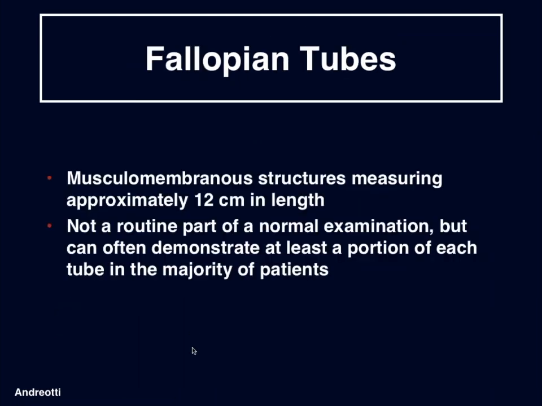So one more thing we should just mention are the fallopian tubes. These are musculo-membranous structures measuring approximately 12 centimeters in length. This is not a routine part of the normal examination to actually look for the fallopian tubes, but we can often demonstrate at least a portion of each tube in the majority of patients if we try.